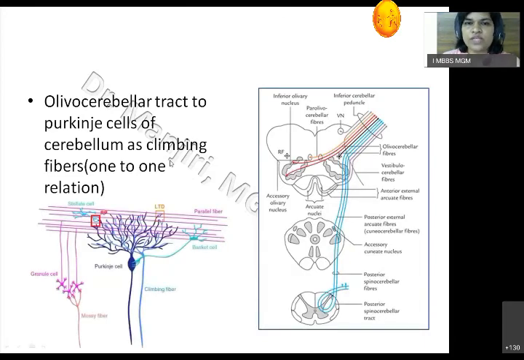So here the olivocerebellar tract gives one-to-one relation with the Purkinje cells of cerebellum. Now these fibers which are going to Purkinje cells are called climbing fibers. You will understand more in the cerebellum.